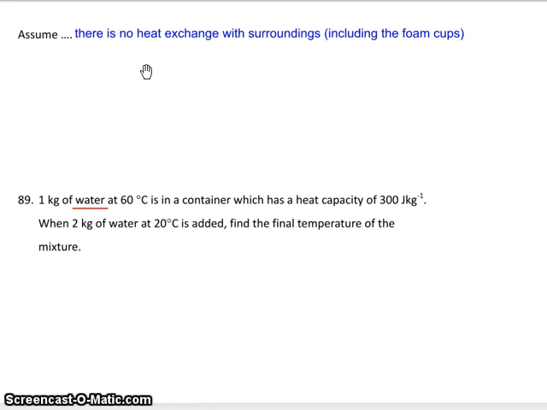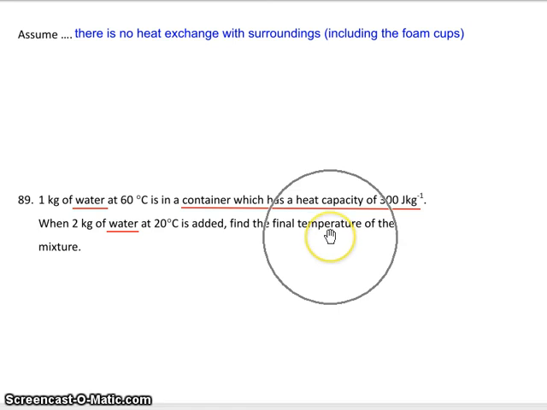For the last part of the video, let's take a look at question 89. You can see there is water. There is also a container with a heat capacity. And lastly, there is also another cup of water mixed together. So you have hot water, cold water, and also a hot container. We are going to find the final temperature.